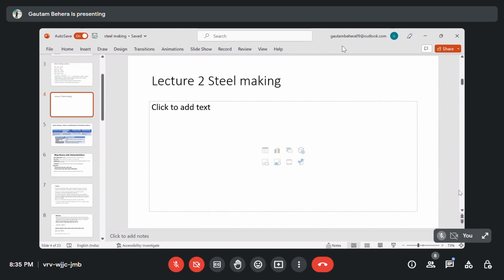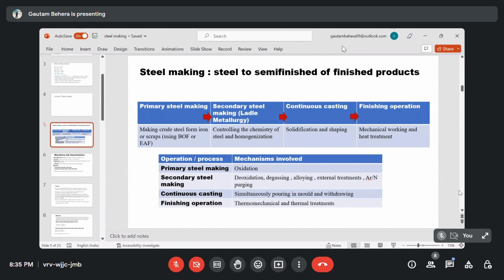Okay, next, this slide. So this slide basically talks about starting from steel making to the end of the product. This is the sequence. Just see the arrow marks. The first step in steel making is called primary steel making. You have to remember. The second step is called secondary steel making. The next step is continuous casting, and the last one is called finishing operation.